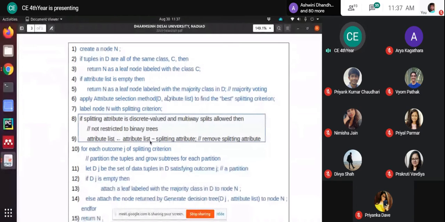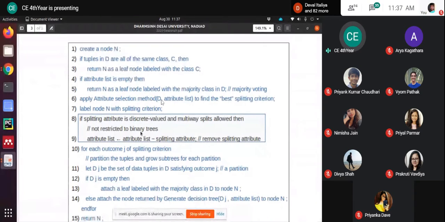But we perform step 9 only when step 8 is true, and what we are saying in step 8 is that the splitting attribute is a discrete value and a multi-way split is allowed. This comment might be helpful to you whenever you write the answer: not restricted to the binary tree. If these two conditions are satisfied, then we'll proceed with step 9. So you are supposed to explore what a discrete value is and what you mean by multi-way split.